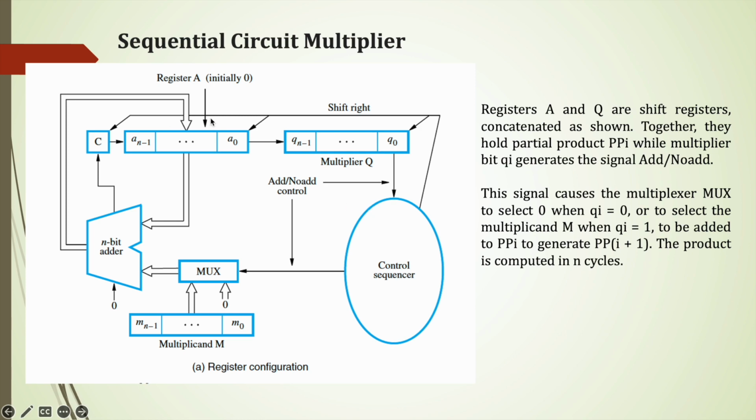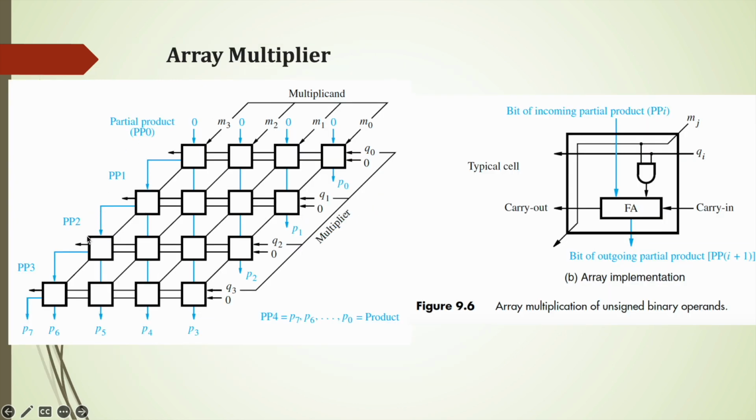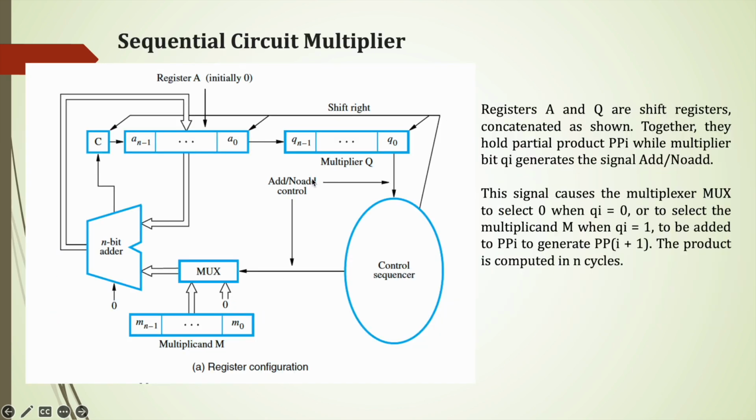The sequential circuit multiplier works in a similar way to the array multiplier. Instead of using multiple full adders, we are using one n-bit adder. That same n-bit adder is repeatedly used with the shift registers to do the same activity that all these full adders are doing. Okay, so this is the circuit diagram or register configuration of the sequential circuit multiplier.